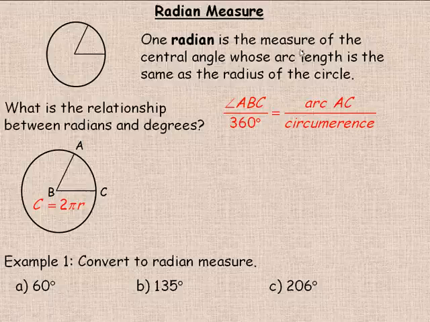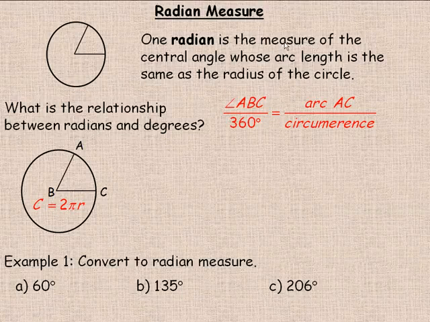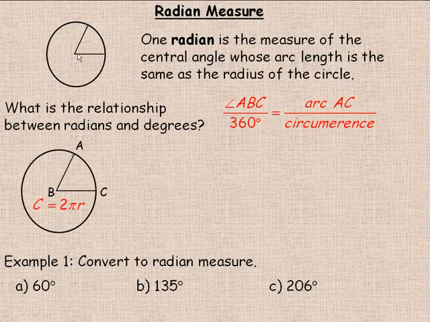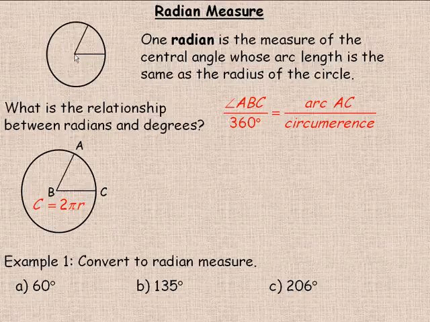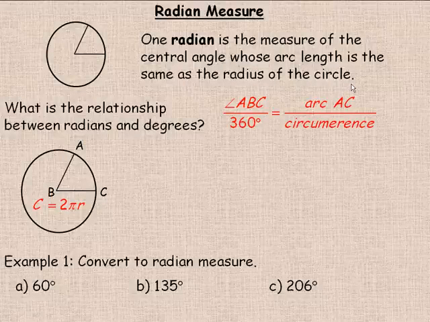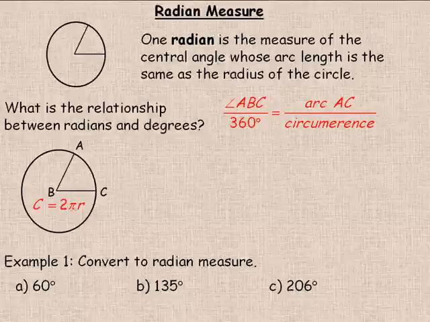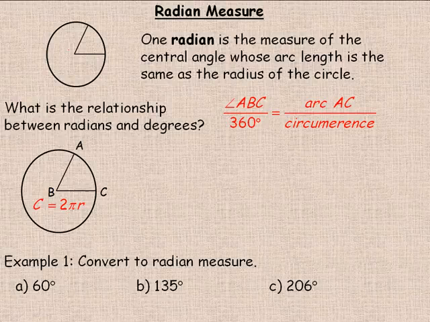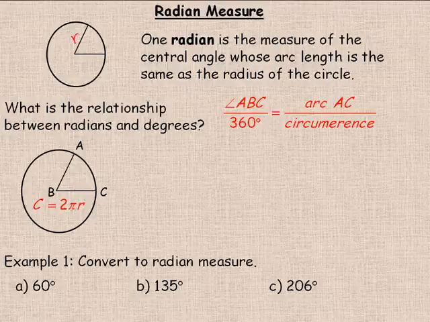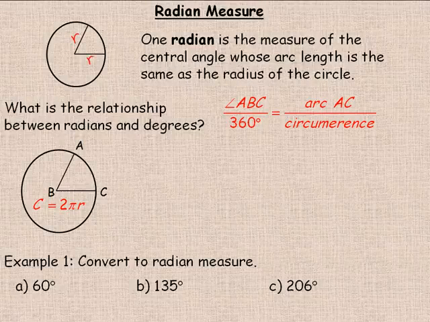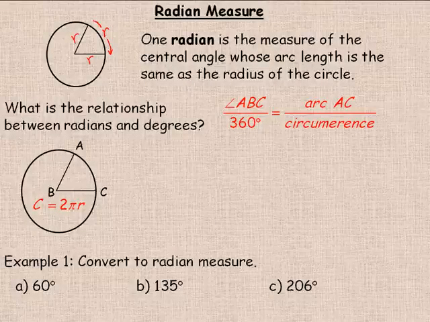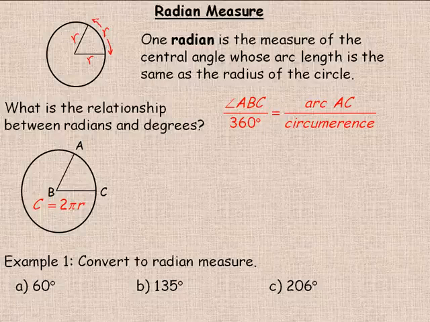And at the top of the page is the definition of what a radian is, and it says that 1 radian is the measure of the central angle whose arc length, and central angle means that this vertex in the angle is the center of the circle, whose arc length is the same as the radius of the circle. So in the diagram here, if this is a radius and this is a radius, then the arc length out here is exactly the same amount. This is a radius from here all the way up to here. And so that's the definition of what a radian is.